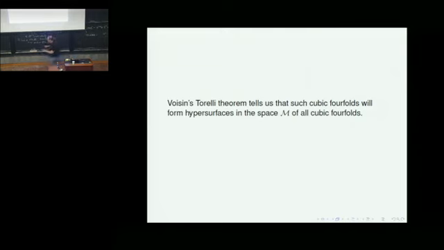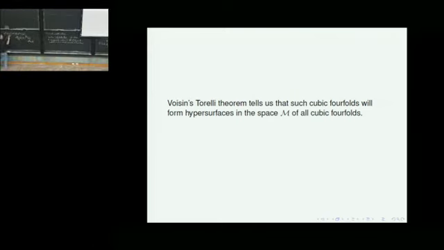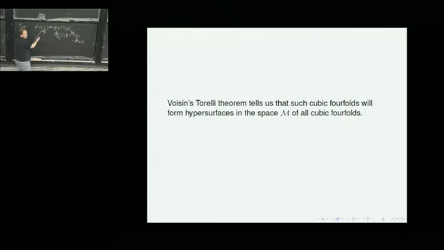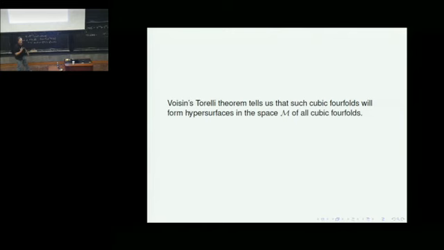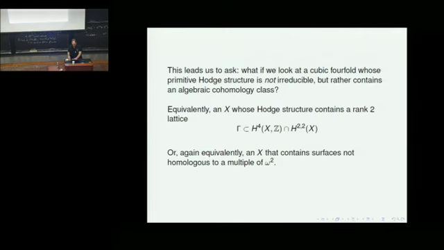Let me just point out that since we're just requiring that this orthogonal complement of H^{3,1} contain a non-trivial lattice point, the locus of such cubic fourfolds should be codimension 1 in the space of all cubic fourfolds. It should be a union of hypersurfaces. In fact, if we specify the particular lattice gamma, if we look for cubic fourfolds whose Hodge structure contains a given lattice gamma, then that should form a hypersurface in the space of all cubic fourfolds. We don't know it's non-empty, I should say. We don't know it's irreducible. But it's codimension 1.